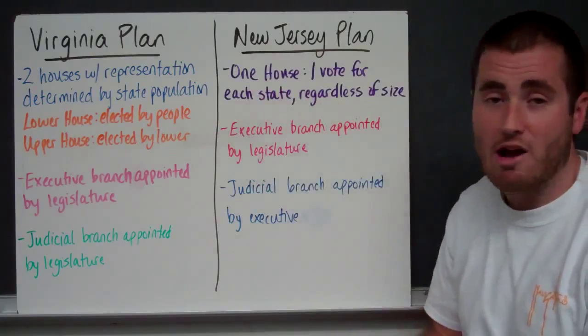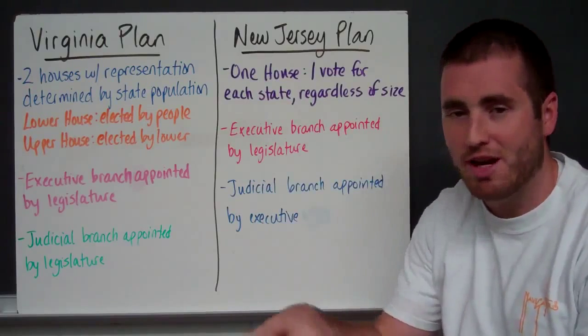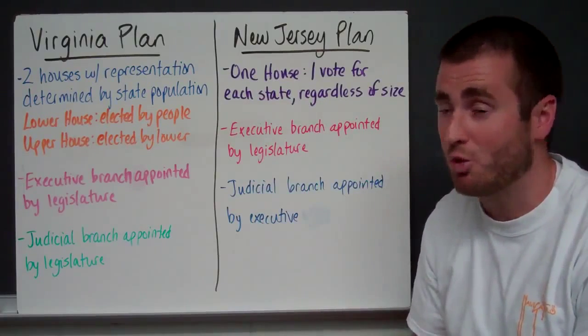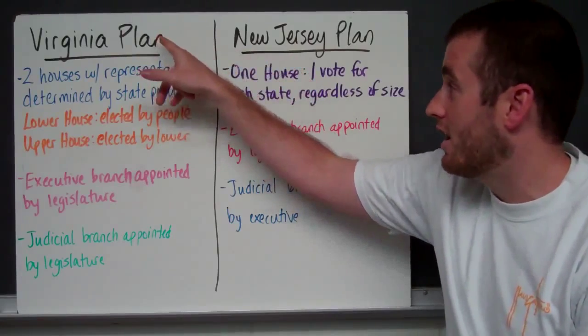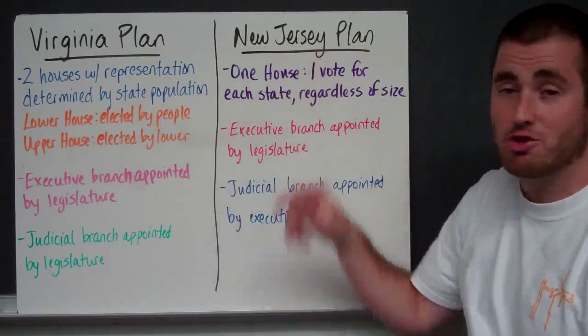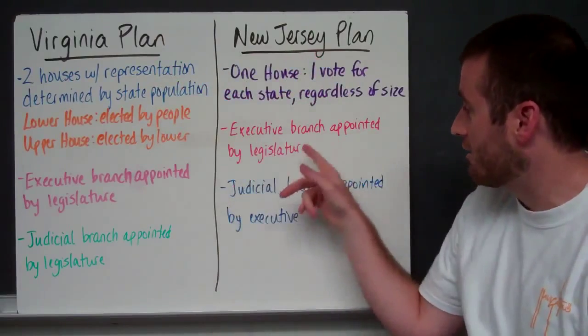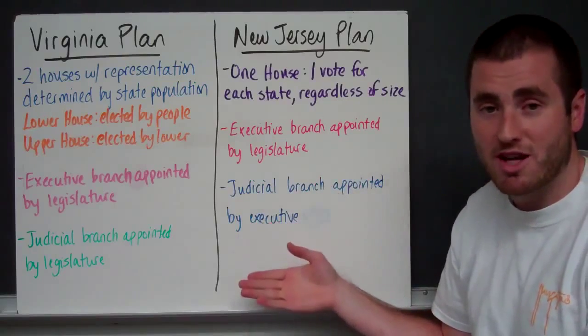New Jersey plan, these are the small guys, the smaller states. All right, they wanted one house, one vote for each state, regardless of size. They wanted to make sure that everybody had an equal voice, despite how big you were. There's no reason why a small state in New Jersey should have a lesser voice in Congress because Virginia is just bigger. So they favored smaller states here. Executive branch, the president, appointed by legislative branch. The judicial branch appointed by the executive branch.